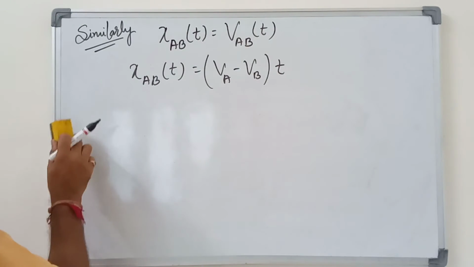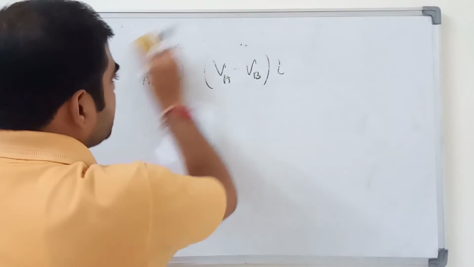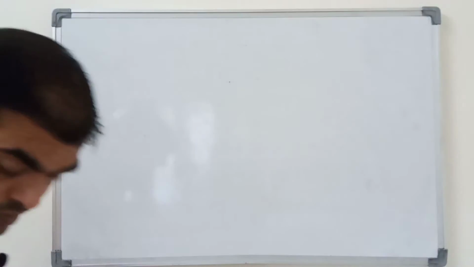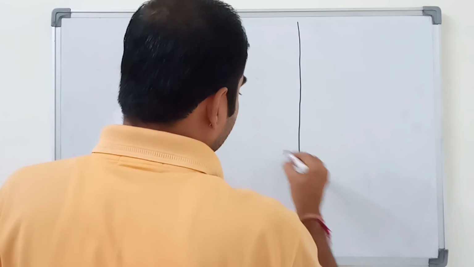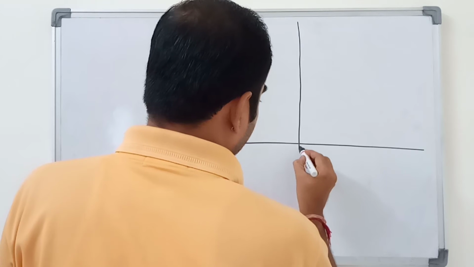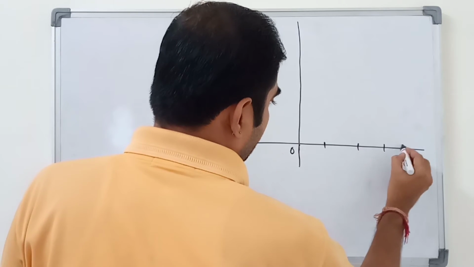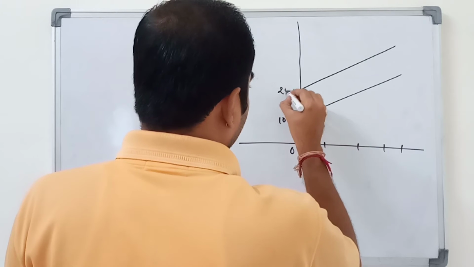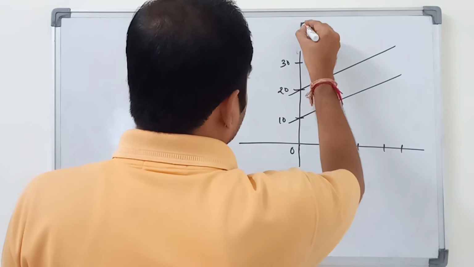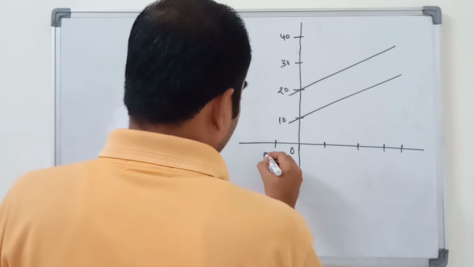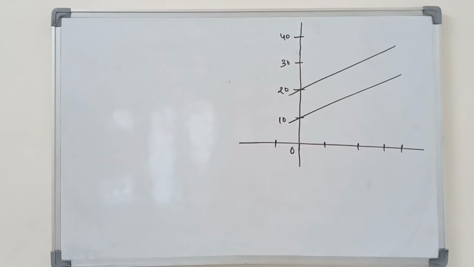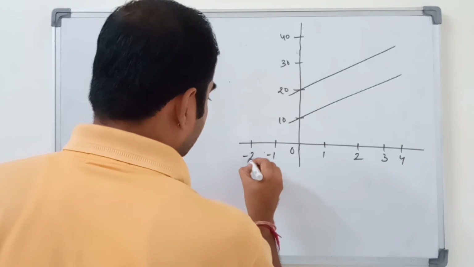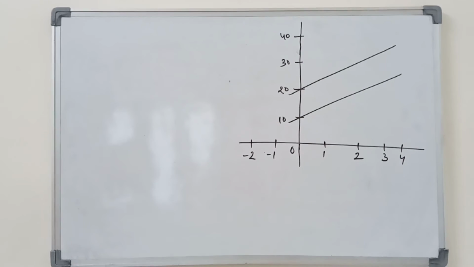And second, the graphical method. So we plot the graphs. In the first case we consider objects A and B parallel to each other. Draw the position axis with 10, 20, 30 and 40, and the time axis with 1, 2, 3, 4, minus 1, minus 2. This is the first case.